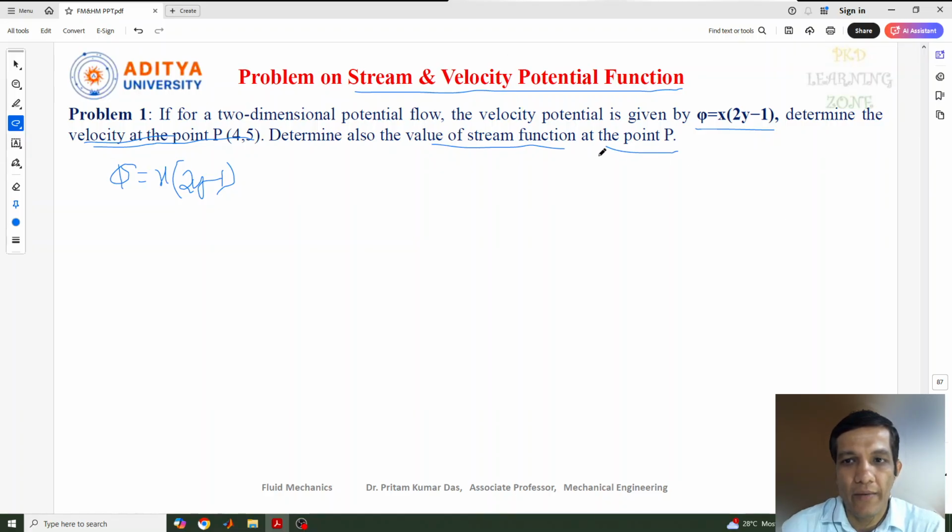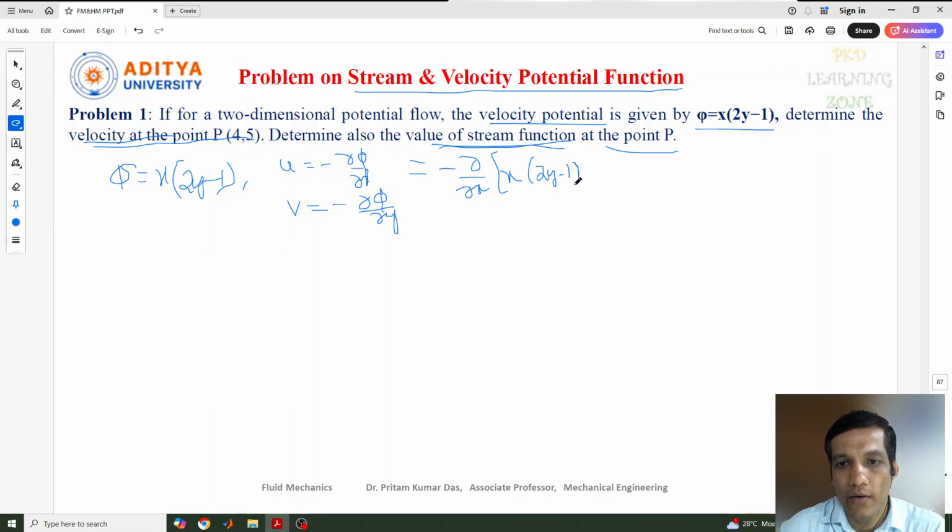So the question is simple. First we need to find out the velocity from the velocity potential function, then we need to find out the stream function. So first we'll start with the velocity potential function. We know that the velocity components in the x and y directions are u equal to minus del phi by del x, and v equal to minus del phi by del y. u is in the direction of x, v in the direction of y, and we just put in this value: minus of del by del x of x into (2y minus 1).